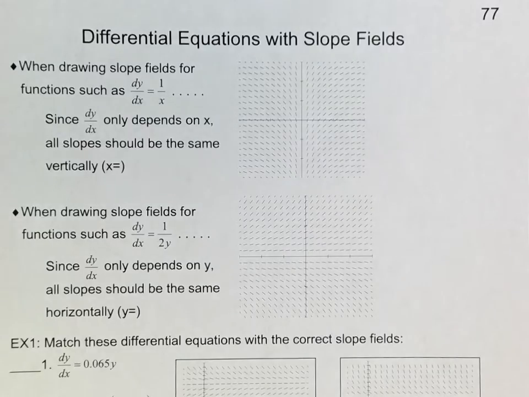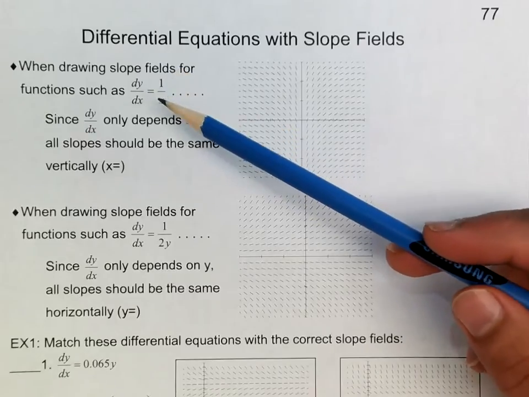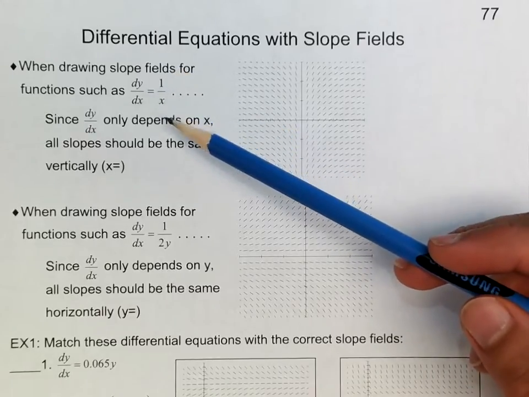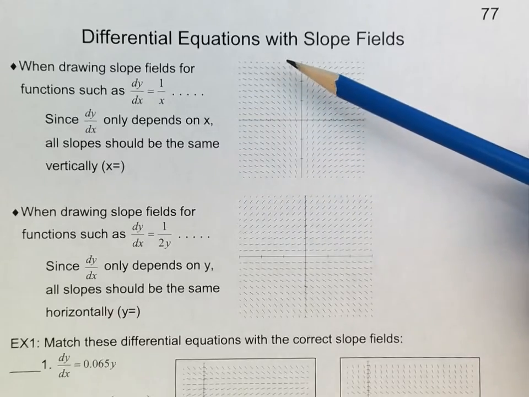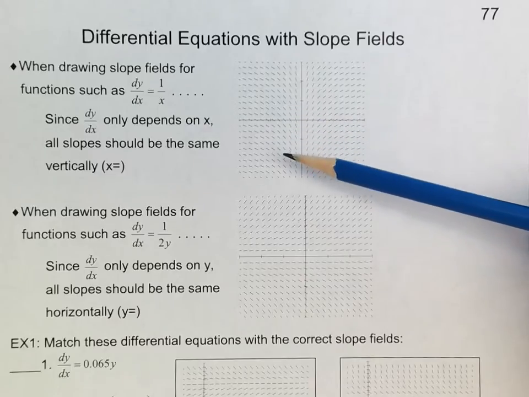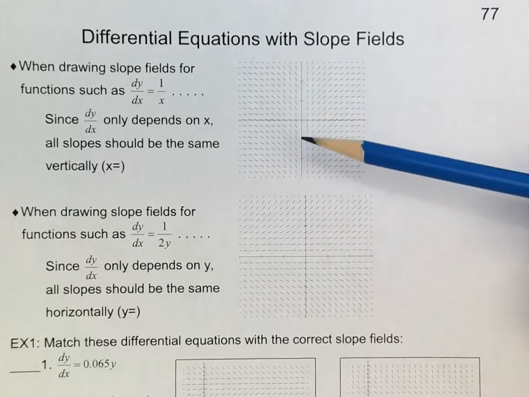This is topic 77, so this is a continuation about slope fields, and then we're going to cover some other stuff. If you look at it, hopefully what you notice from the homework is that if you have a drawing and the derivative just has an x and no y, meaning it only depends on x, then all the slopes should be the same vertically. Notice that all the slopes right here vertically are the same. So vertically, again, you have the same slopes.